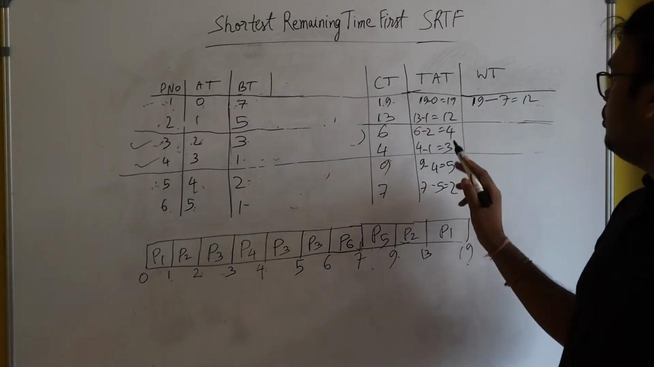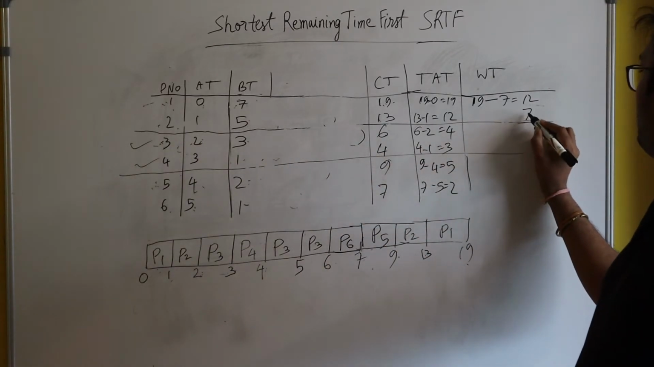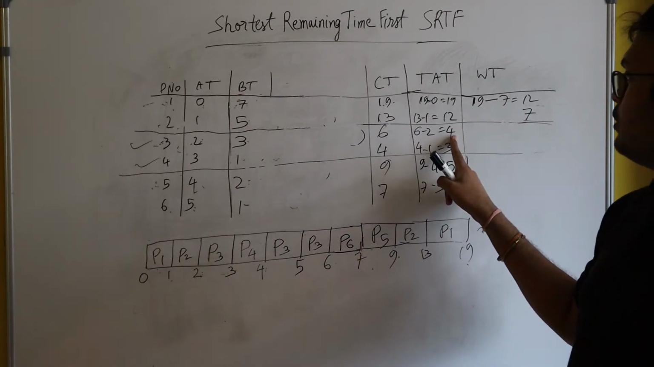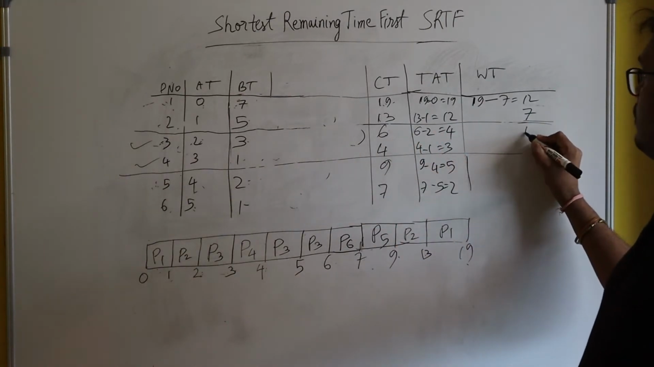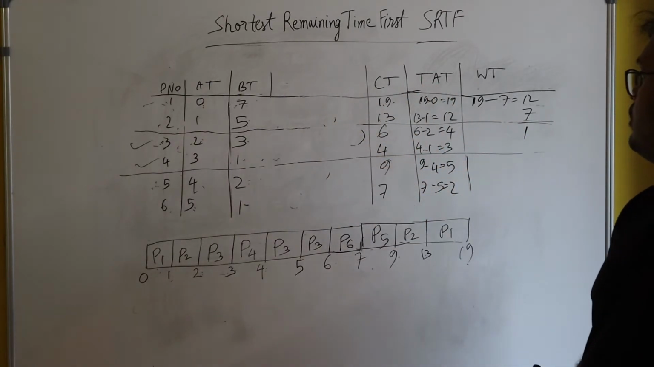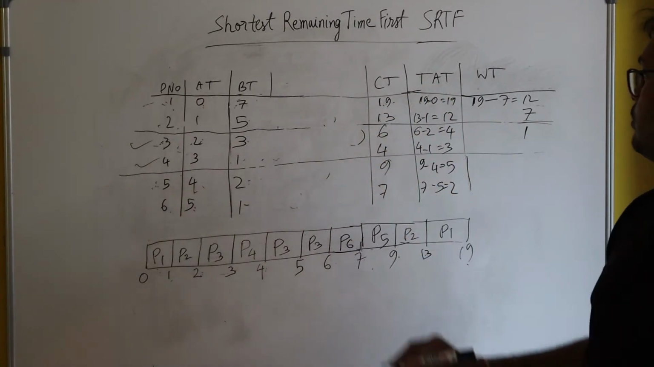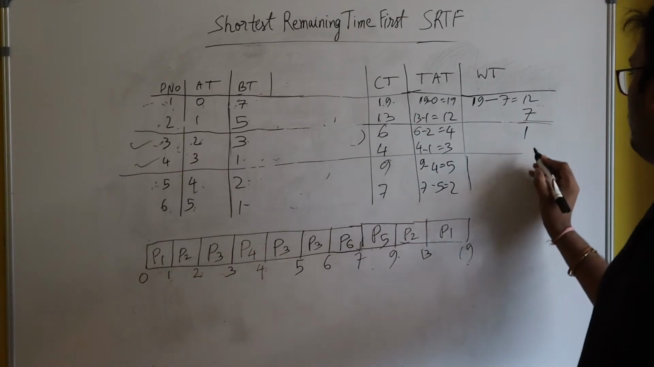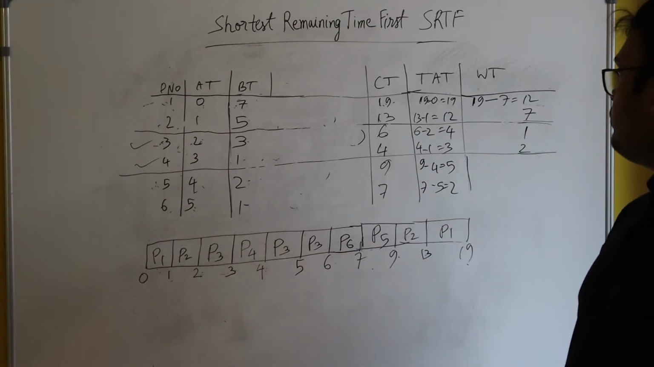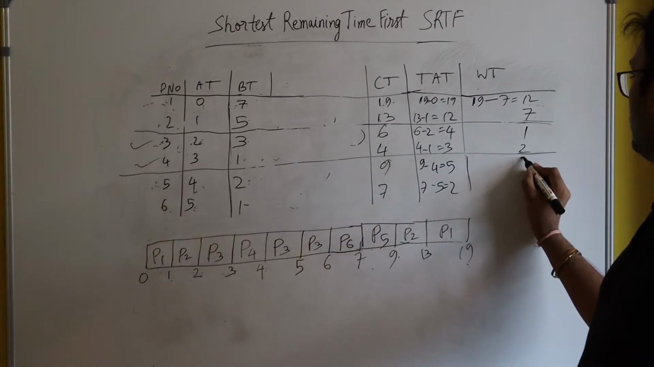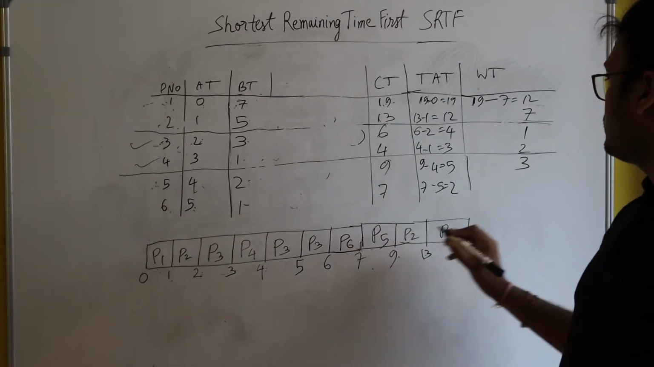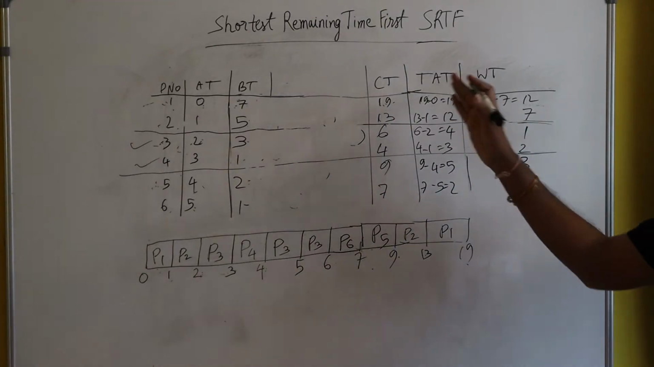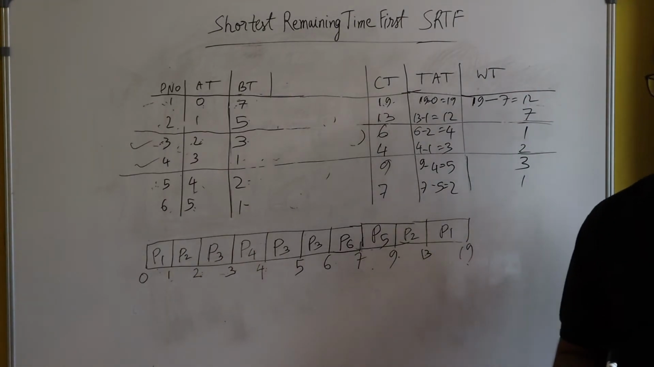What is the waiting time of P2? 12 minus 5 is equal to 7. What is the waiting time of P3? 4 minus 3 is equal to 1. What is the waiting time of P4? 3 minus 1 is equal to 2. Then for P5, 5 minus 2 is equal to 3. And for P6, 2 minus 1 is equal to 1. So these are the turnaround time and waiting time for these processes.